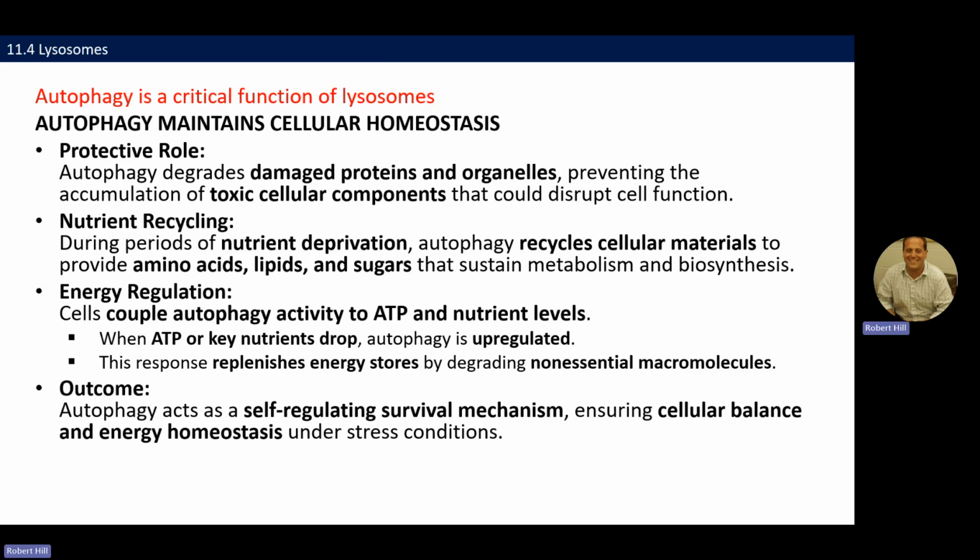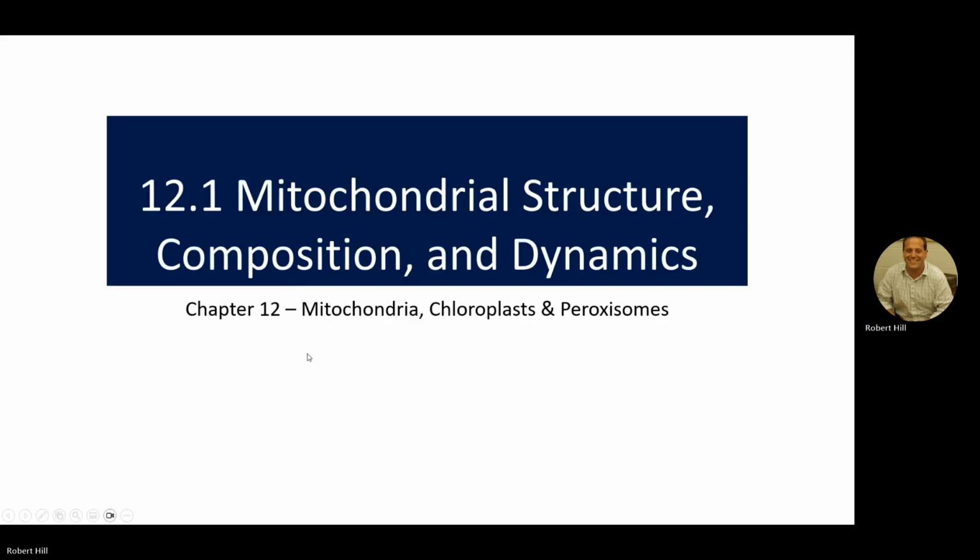So autophagy is actually coupled to ATP activity in the cell. If ATP or nutrient levels drop, you end up doing more autophagy, so you can produce more raw ingredients. It replenishes the energy stores and the ingredients needed to do metabolism. Okay, so this is a self-survival mechanism, right, to ensure homeostasis. All right, one more section done.